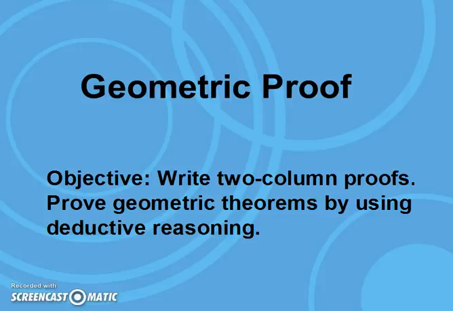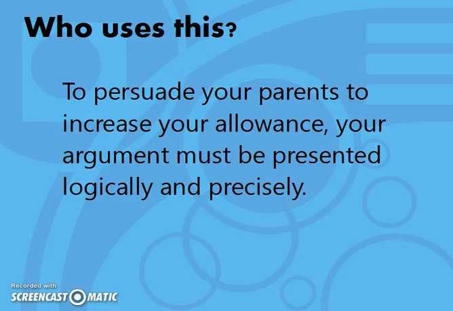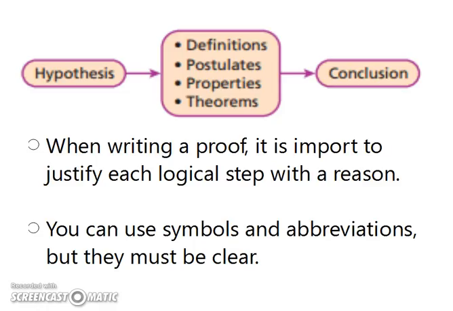Geometric proof. Our objectives are to write two-column proofs as well as prove geometric theorems by using deductive reasoning. Who uses this? To persuade your parents to increase your allowance, your argument must be presented logically and precisely. So, you use it.